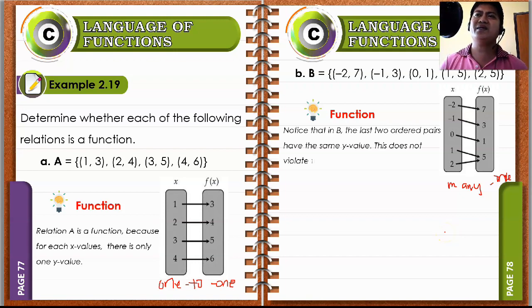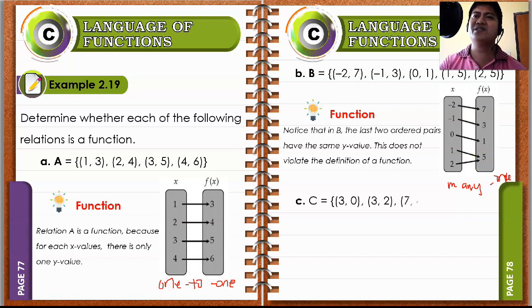Notice that in B, the last two ordered pairs have the same y value. This does not violate the definition of a function because each component of x should have a corresponding value of y. For 1, we have the corresponding value of 5. For 2, we have also the corresponding image of 5. So this is a function.